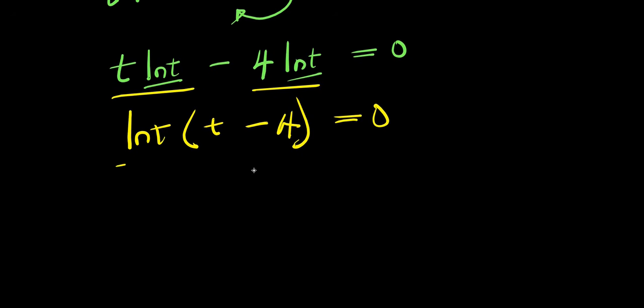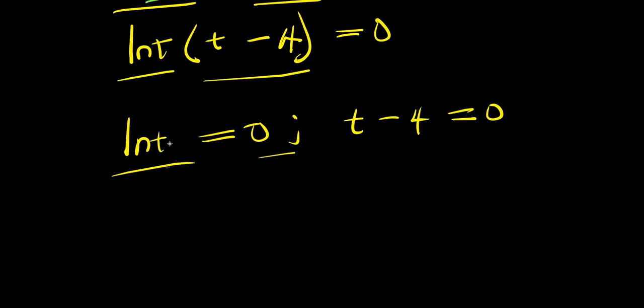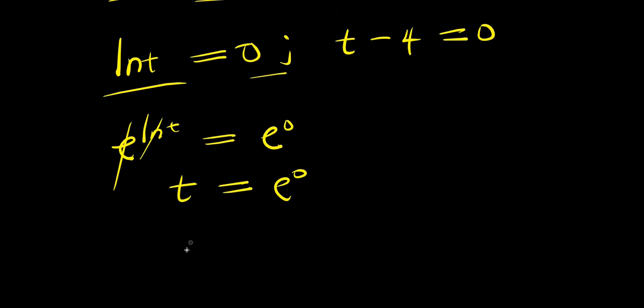From here, I equate this and this to 0. I have natural log t equals 0, and I also have t minus 4 equals 0. If natural log t equals 0, I can solve for t by eliminating natural log. I have e power ln t equals e power 0. This cancels this. I have t equals e power 0, and e to the power of 0 is 1. I have t equals 1.